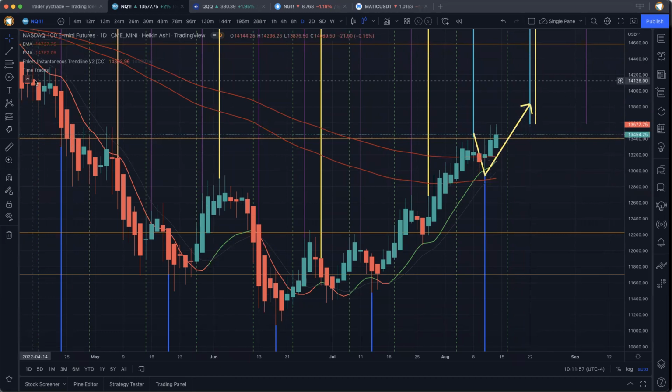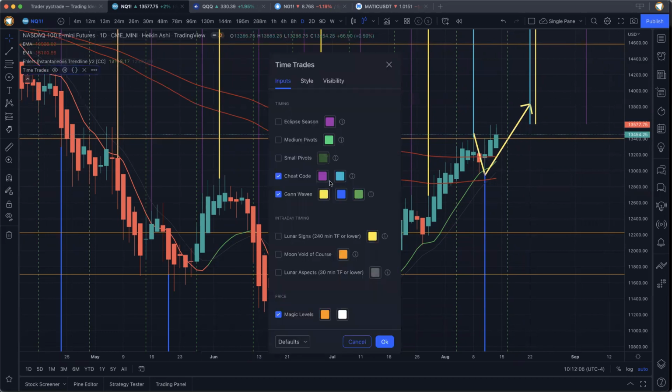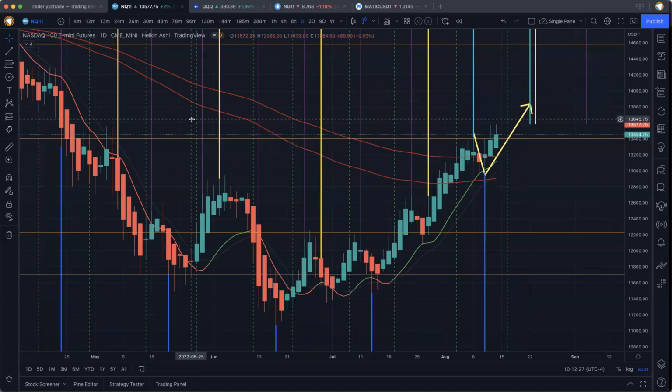Just to review what we're looking at here before I answer that question, this is NASDAQ futures daily, and we've got the Time Trades indicator on the screen showing the cheat code, which is the teal and purple vertical lines, and the Gann waves, which are the blue and yellow and green vertical lines, and the magic levels, which are the orange and white price lines. So this indicator is really helpful in finding areas of potential turns. And this was really the basis of the forecast last week.